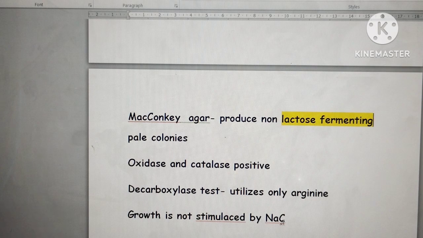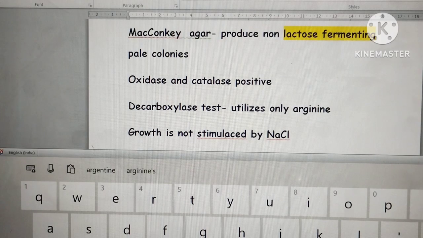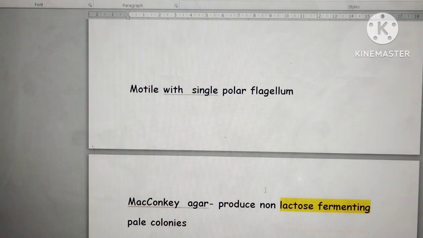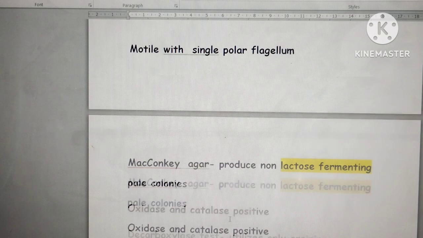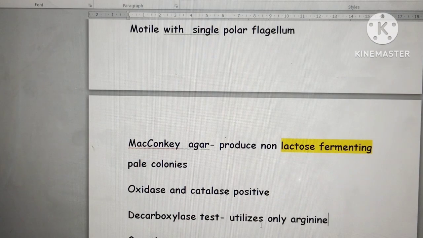Just remember: first, it is a gram-negative bacillus, and second, it is a motile organism. Third, MacConkey agar shows lactose fermenting colonies, and fourth, it is oxidase and catalase positive. Fifth, it usually causes red leg disease. These are the main points you want to remember in this question. So thank you, friends.